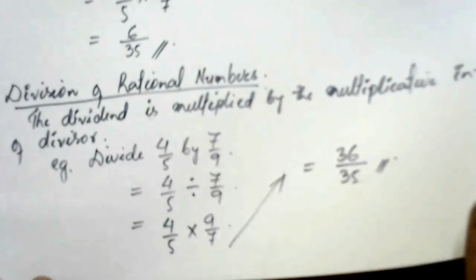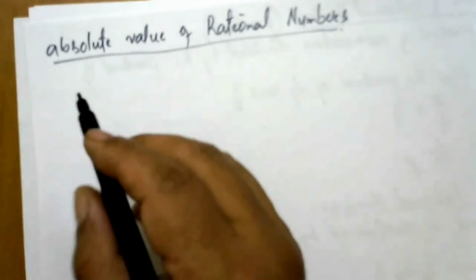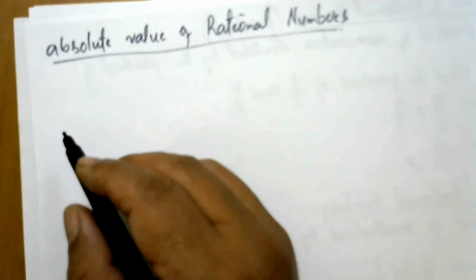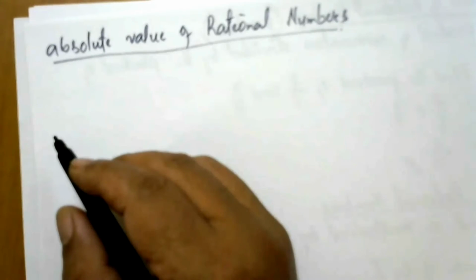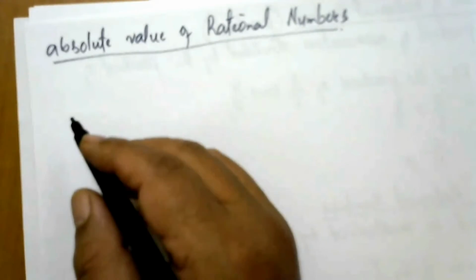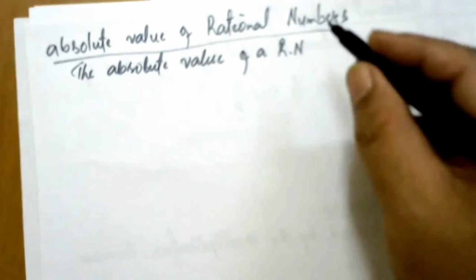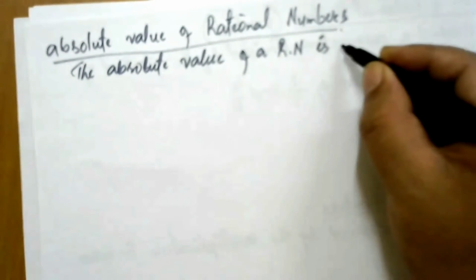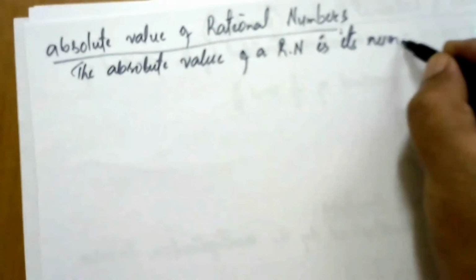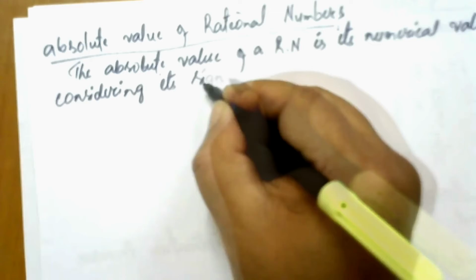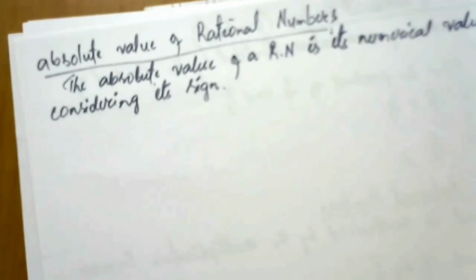And now let's do absolute value of a rational number. The absolute value of a rational number is its numerical value without considering its sign. So here we don't need to see the sign, that is whether it is minus or plus.